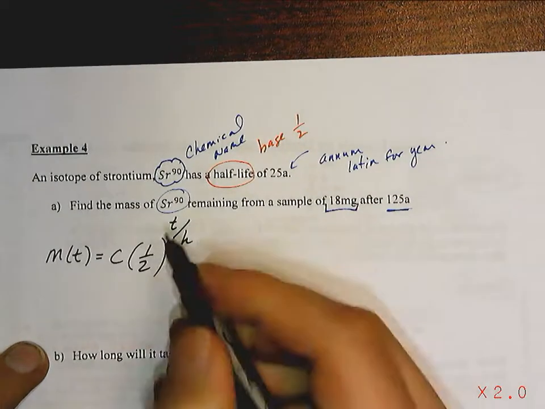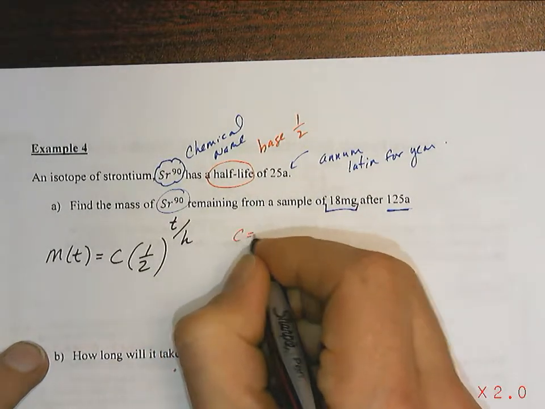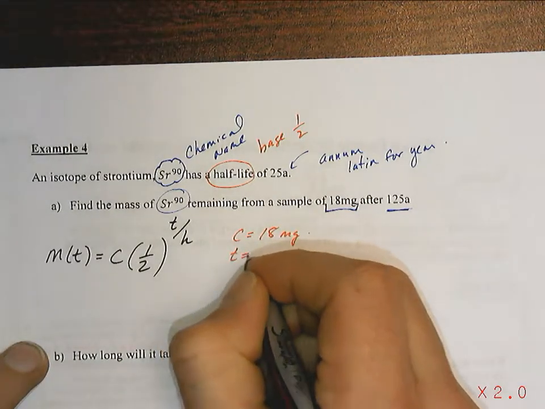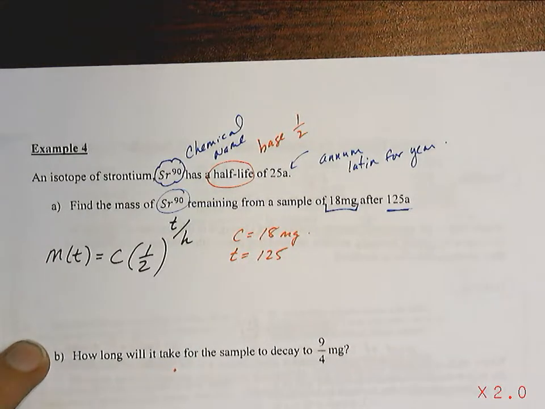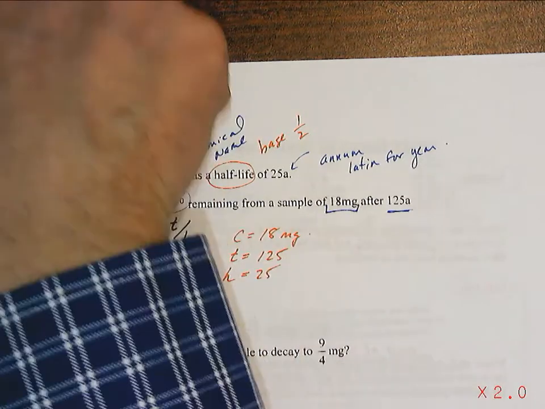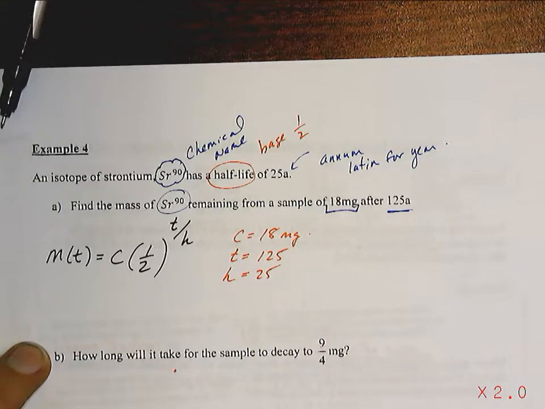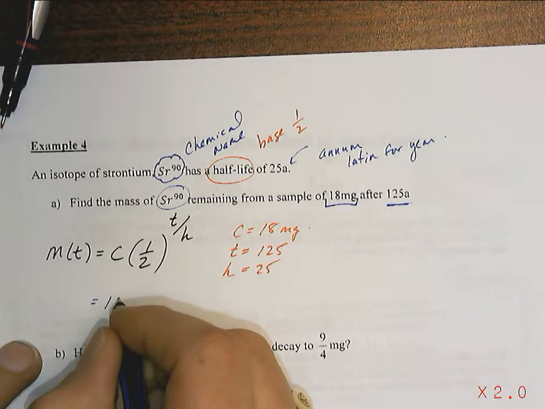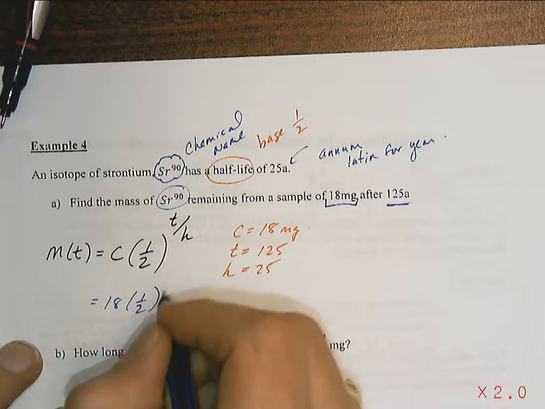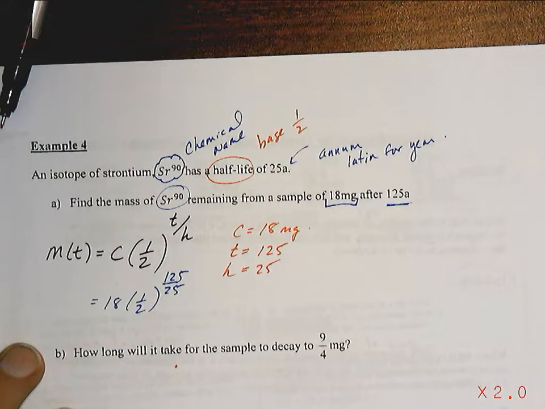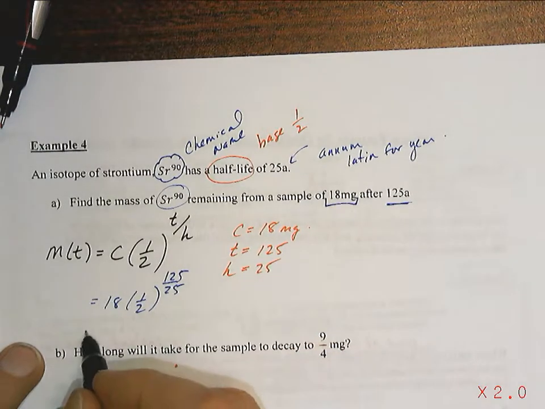Filling in what I need to fill in, my initial amount is 18 milligrams. That's what I'm starting with. The amount of time that goes by is 125 years, and the half-life is 25 years. So we've got a couple of things to look at here. It's going to be 18, 1/2, to the 125 divided by 25. So the number of half-life periods is whatever this works out to, and that works out to 5.